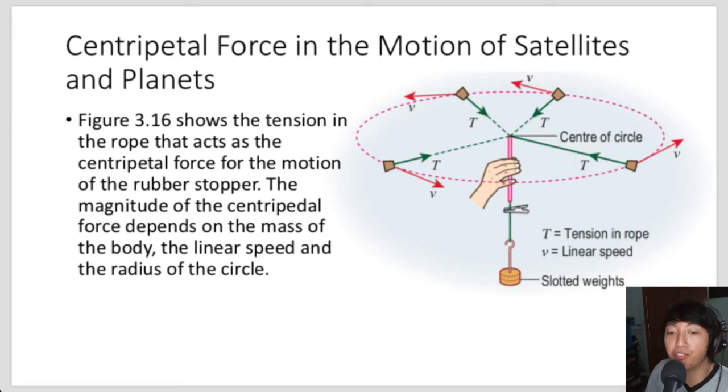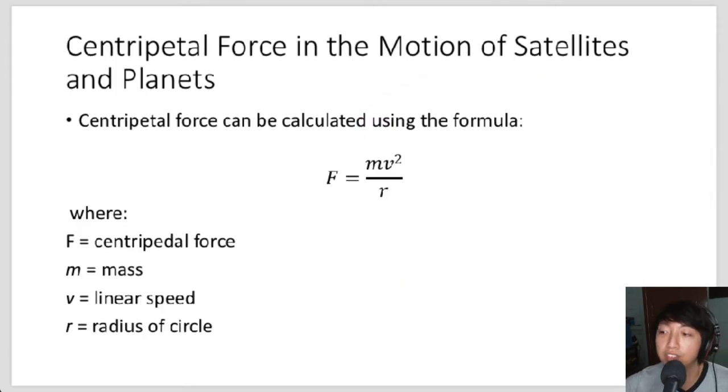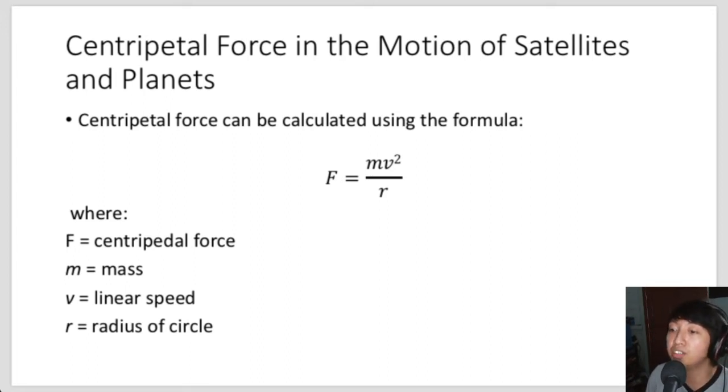Now, how big is that force that's moving it towards the center? It depends on the mass of the body, the linear speed, and the radius of the circle. So these are the three things that we need to know. If we were to write it out as a formula, force equals mv squared over r, where F is the centripetal force, M is the mass of the object, V is the linear speed, and R is the radius of the circle. So F equals mv squared over r.